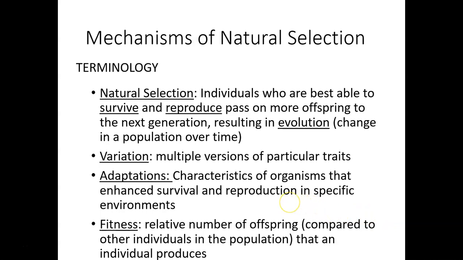population over time. And a population is a group of individuals of the same species who are interacting with one another. Variation in terms of evolution and natural selection refers to the fact that there are multiple versions of particular traits, so not everyone looks identical. An adaptation is a characteristic of an organism that enhances survival and reproduction in particular environments. And fitness is the relative number of offspring compared to other individuals in the population that an individual can have. So an organism with higher fitness is just an organism who has more offspring.